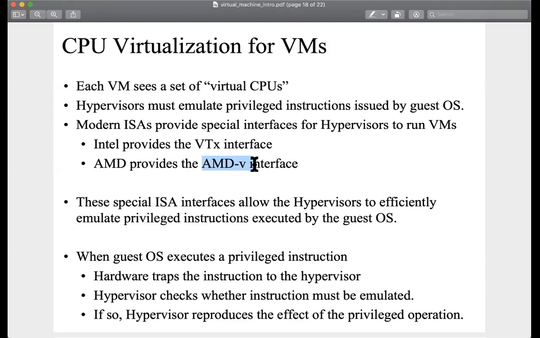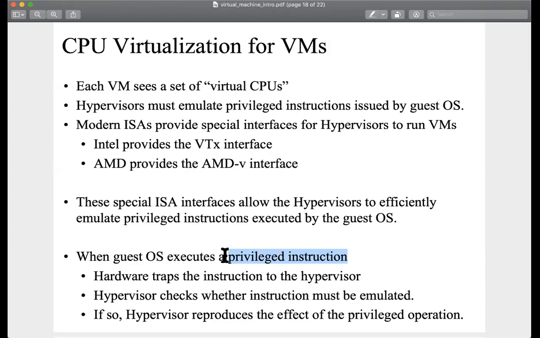So as I mentioned a little bit earlier, all this hardware support is mainly to make it easier to emulate privileged instructions. This way a hypervisor can specify what kind of instructions it wants to trap and emulate and what it doesn't want to trap and emulate.